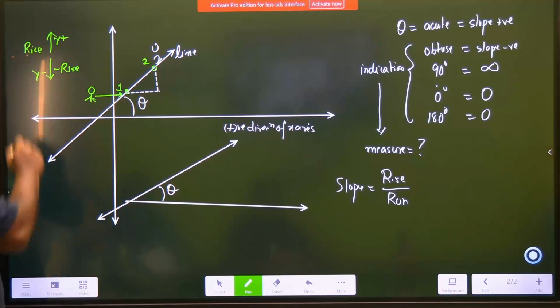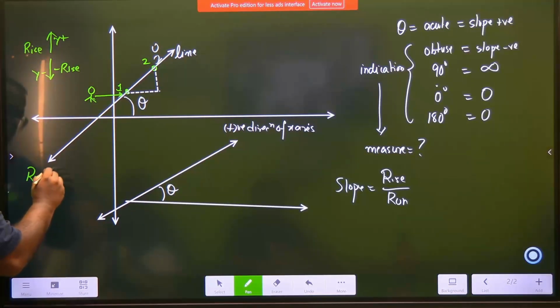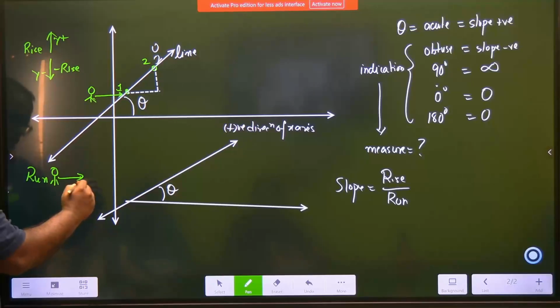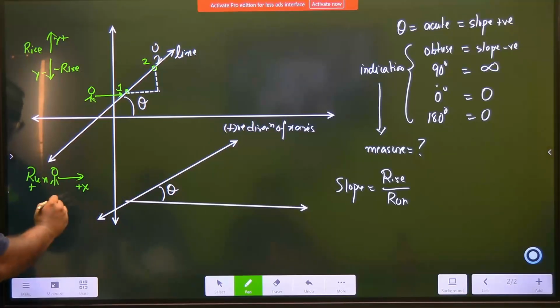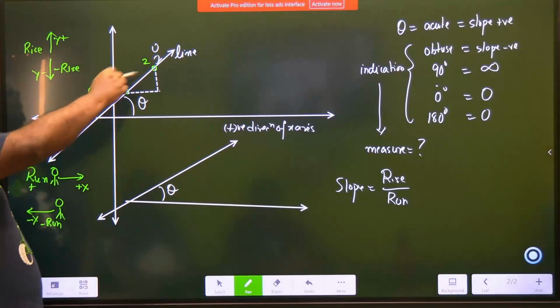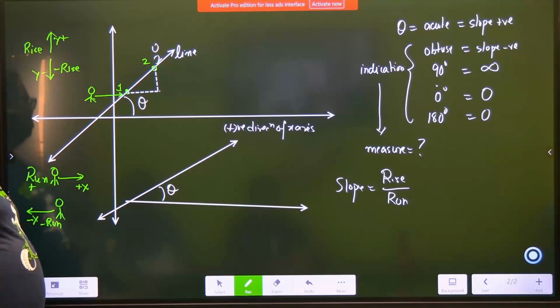What is a run? A run is said to be a movement which happens this way. If you move this way, you are moving to positive x, so run is positive. And if you are made to move in this way, then you're moving towards negative x, it is negative run. Clear? Now you're moving from 1 to 2. Just look at me, 1 to 2.